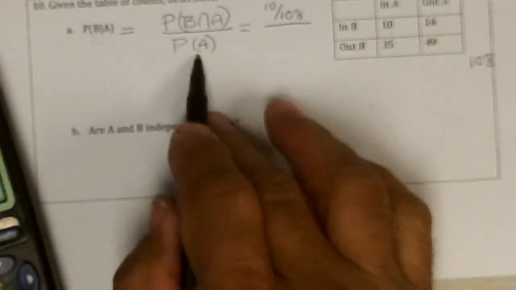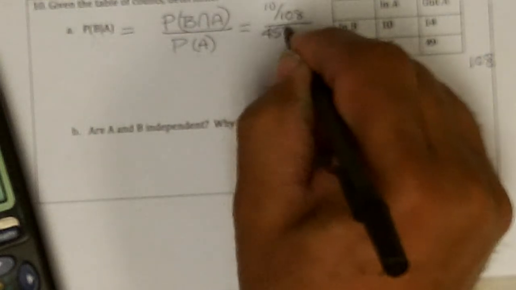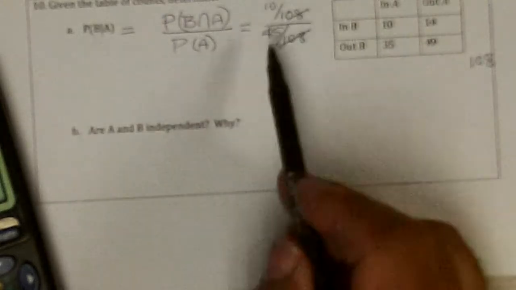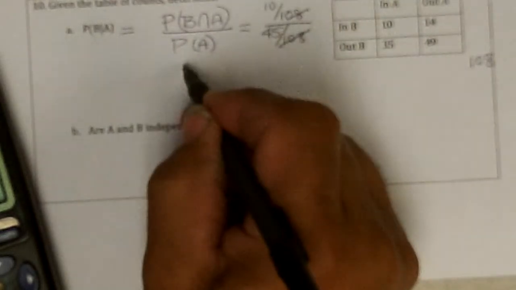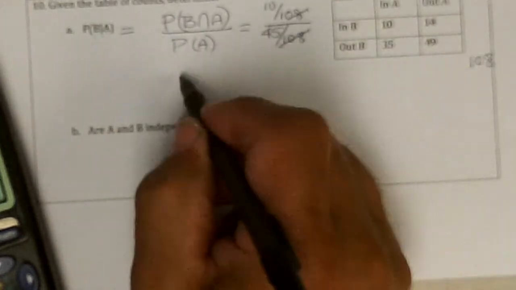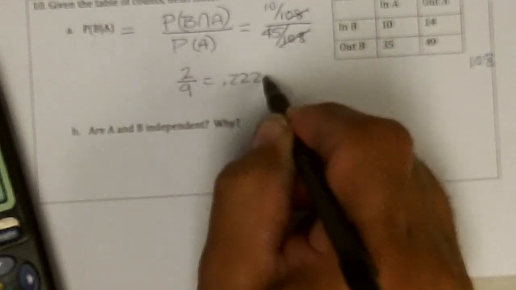108. And so the intersection probability is 10 out of 108 divided by the probability of A alone, which would be 45 out of 108. Notice the 108s cancel. I really didn't need to do that. I just needed to do 10 out of everything in A, which is 45. And 5 goes into both of those. That's 2/9, or 0.222 repeated.